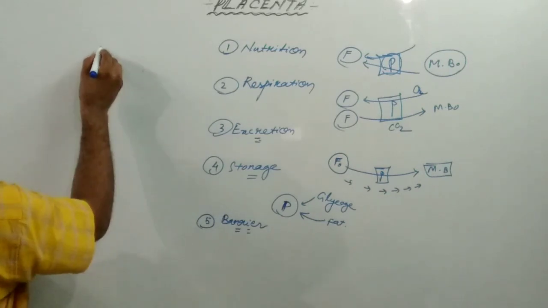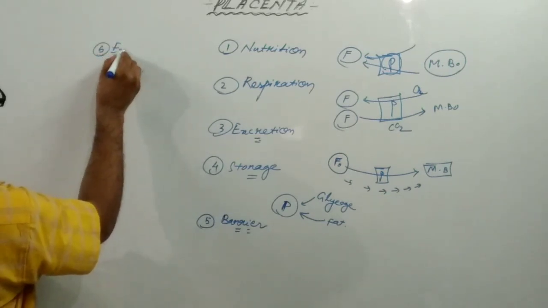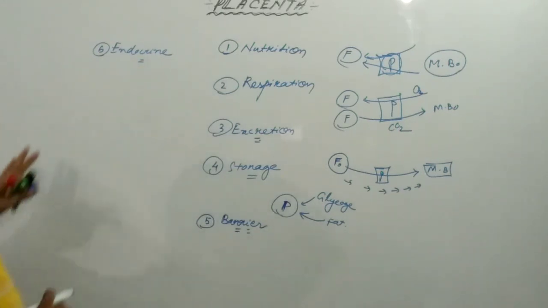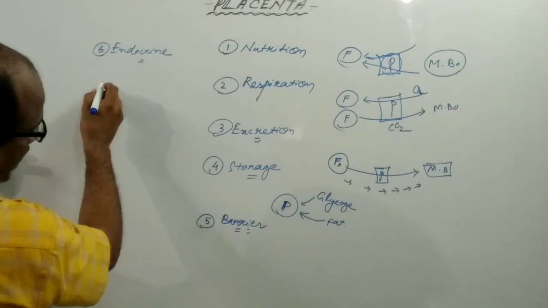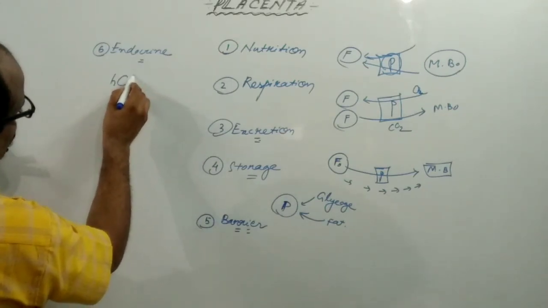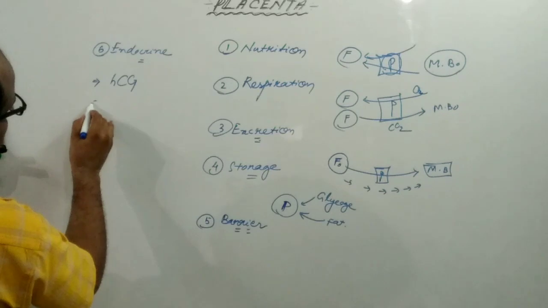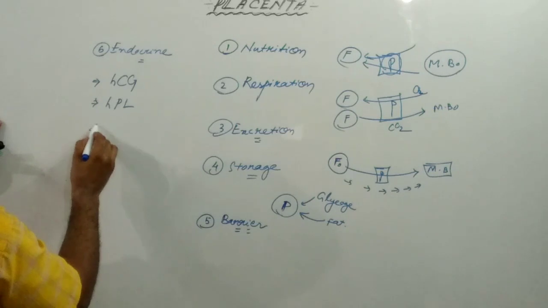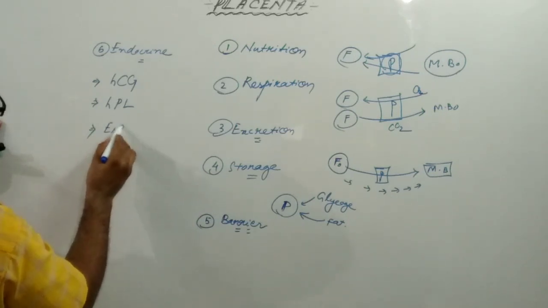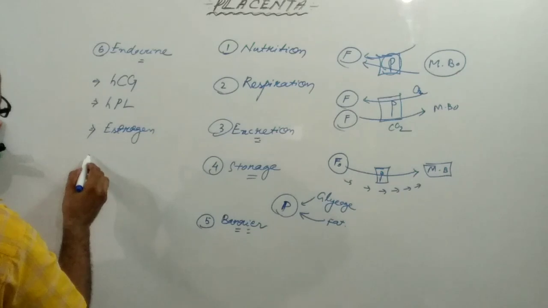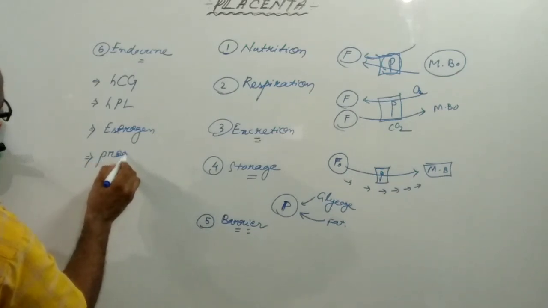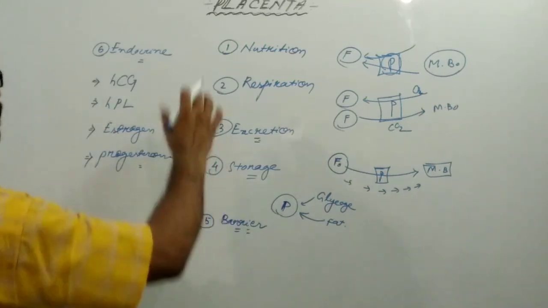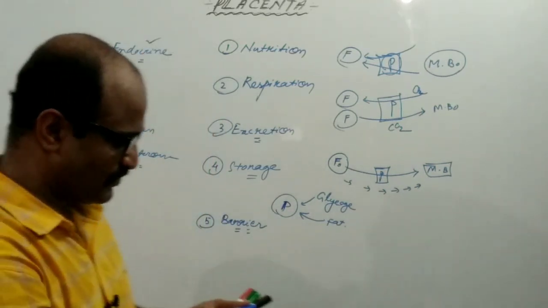Another function of the placenta is the endocrine function. Endocrine function means the placenta may secrete different types of hormones. At the time of pregnancy, the placenta secretes human chorionic gonadotropin. It may secrete the human placental lactogen hormone. It may secrete estrogen, and it may also secrete progesterone to maintain the pregnancy.